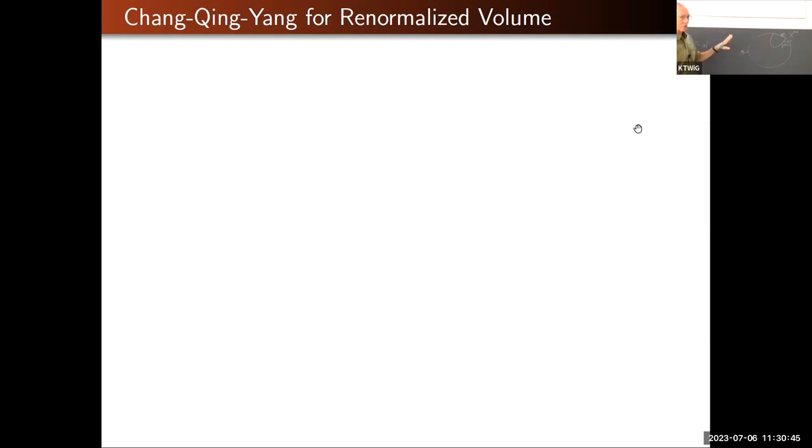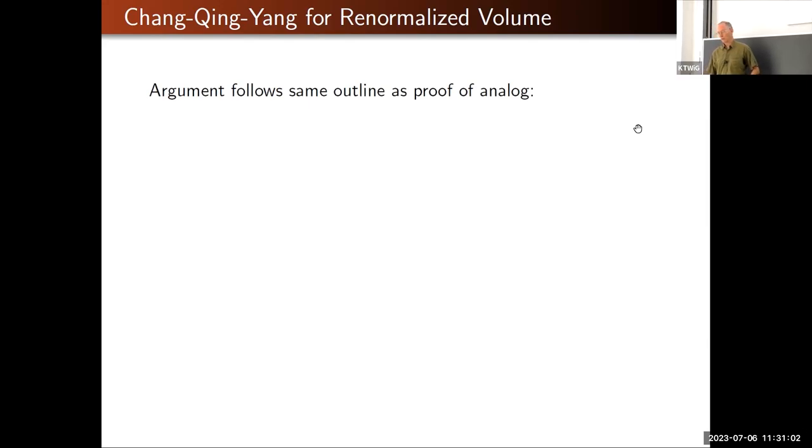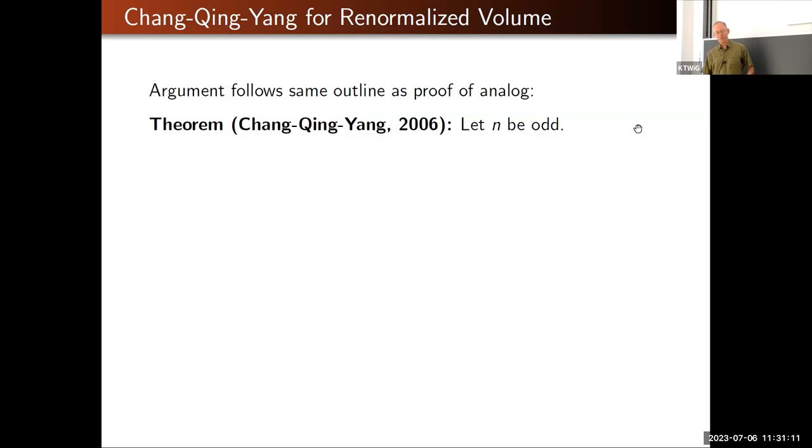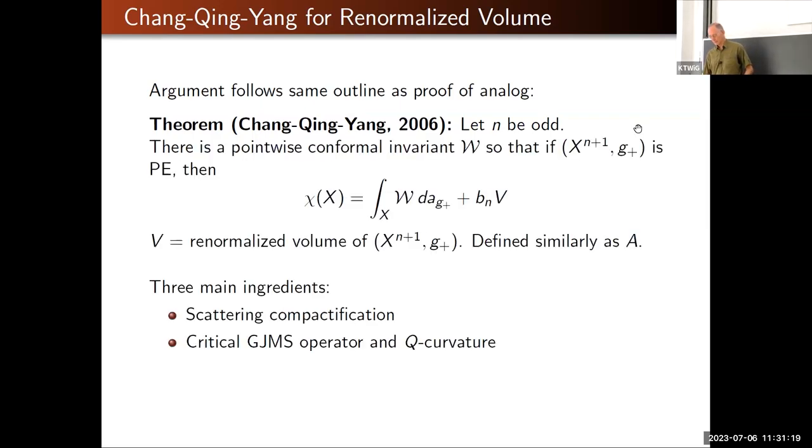So I need to explain to you how the derivation works in the simpler case where we don't have a submanifold, we just have the geometry of the Poincaré-Einstein metric itself. That's the Chang-Qing-Yang result. Let me formulate the result, and then there are three main ingredients in the proof, and I'll talk about those. Our argument has the same outline as the proof of this theorem of Chang, Qing, and Yang from 2006. There's no K, no submanifold. We just have the Poincaré-Einstein metric, and n is odd.